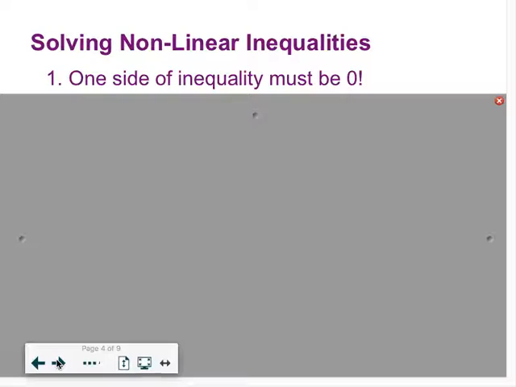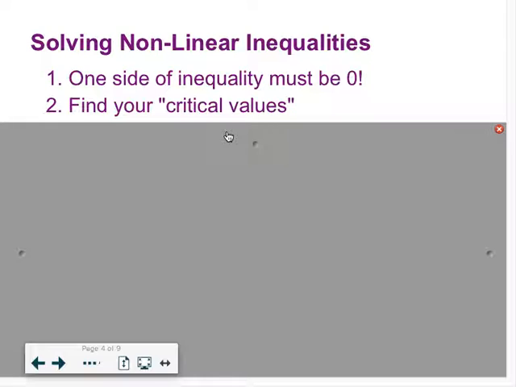So, solving an inequality is really like solving an equation. And in order to solve an equation, you would want one side to be equal to 0. So the same is true here. Step 1: set one side of your inequality equal to 0. Step 2: find your critical values. And what did you say critical values were going to be for us in a polynomial?